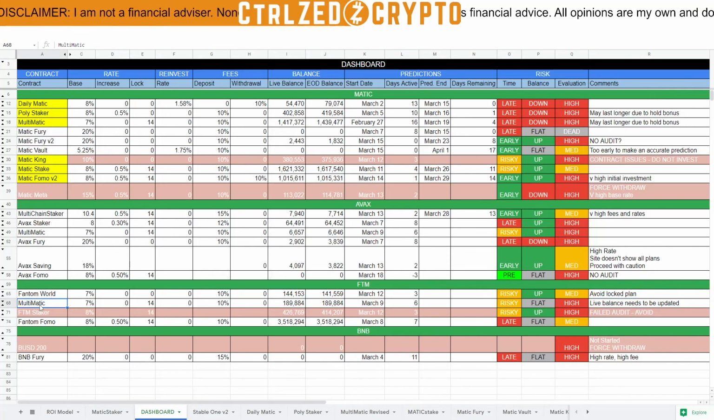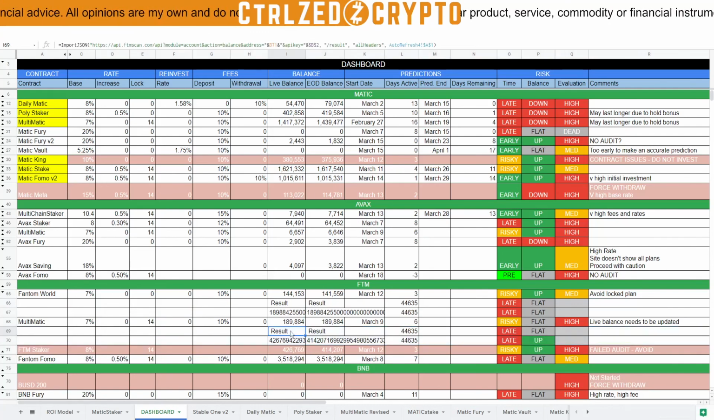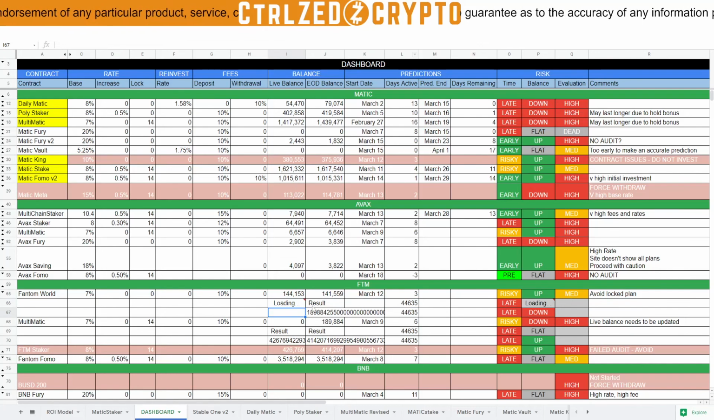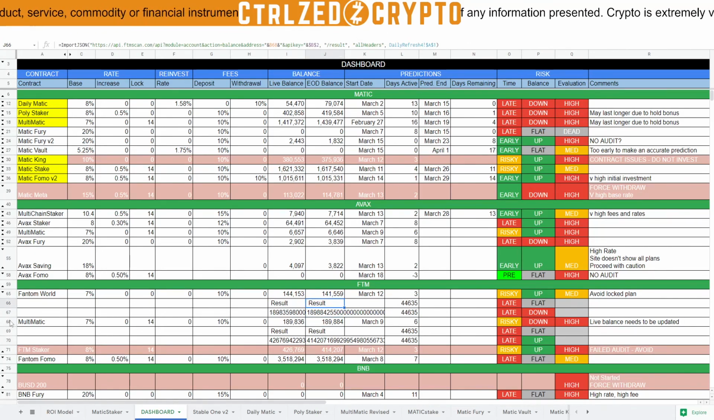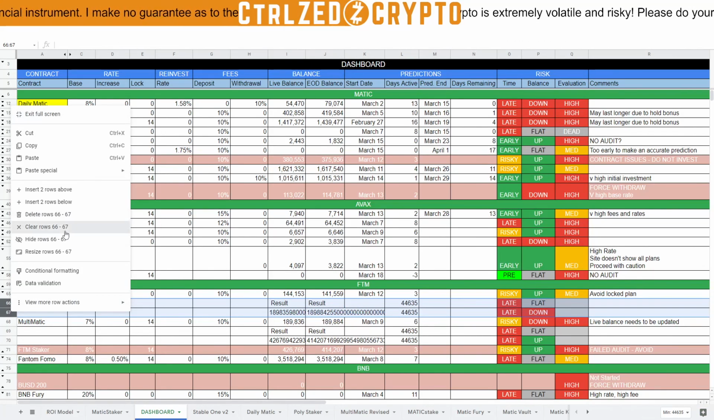Multimatic on Phantom is risky. It's flat. I'm not sure if that's because, yeah, I've got that here. Live balance needs to be updated. Let's do that now. I think when I started recording this video, I had to update this because it was throwing an error. So let's update Multimatic. You can have a look at how this happens, because it's fun spreadsheet shenanigans if you're ever dealing with spreadsheets. And API is embedded in Google spreadsheets. It's not that much fun.